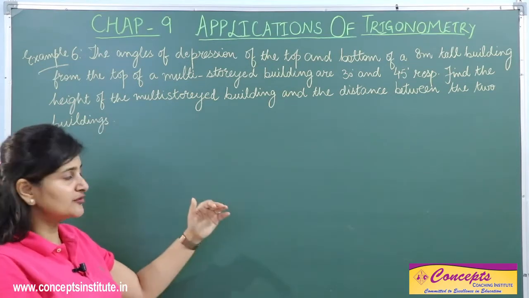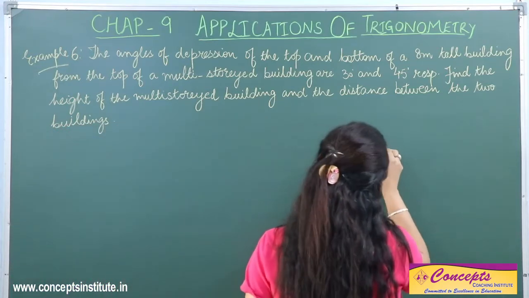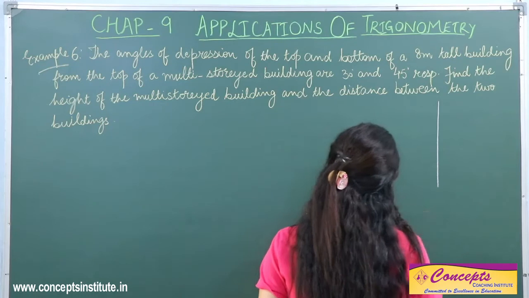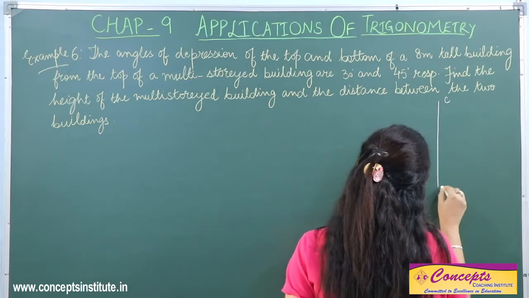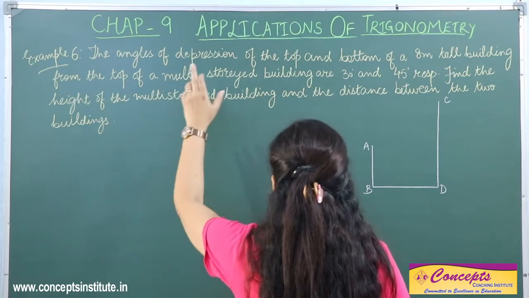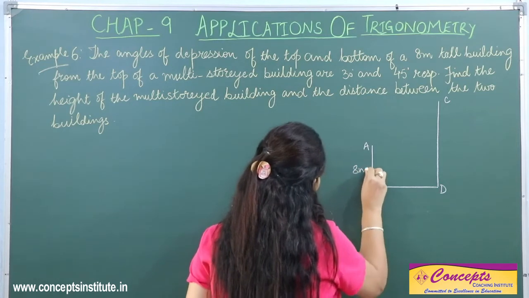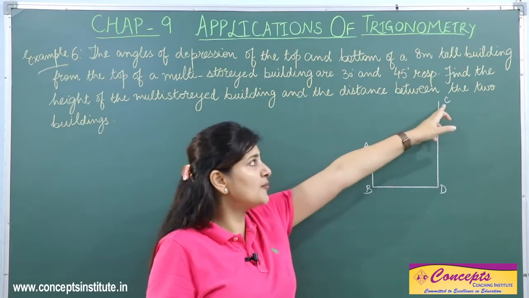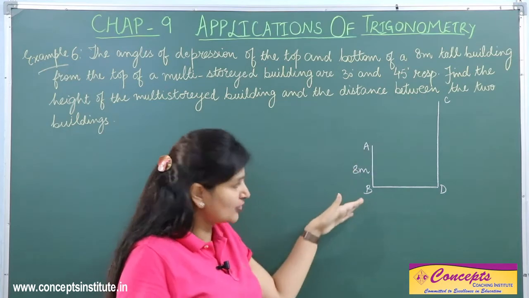Now we have a shorter building and we have a multi-storied building, right? So let's just make the two buildings first, because we have to make the figure ourselves. Let me just say that these are the two buildings. Let this be the shorter building AB and CD be the multi-storied building. Now what is given to us is the angles of depression of the top and bottom of an 8 meter tall building. So obviously the multi-storied building is taller than this building. Why? Because from the top of that building we have angles of depression of the top of this building and the bottom of this building.